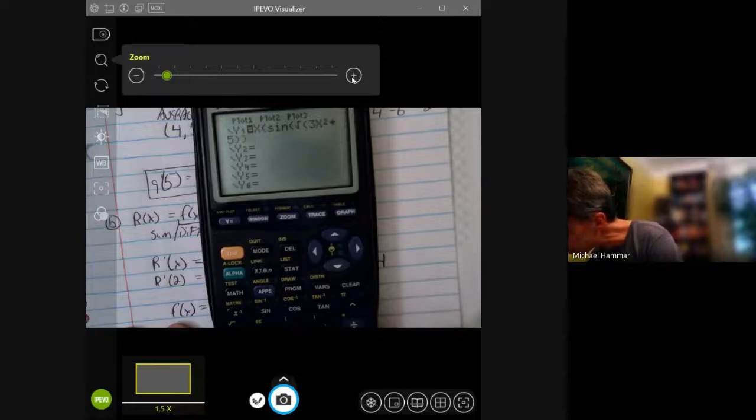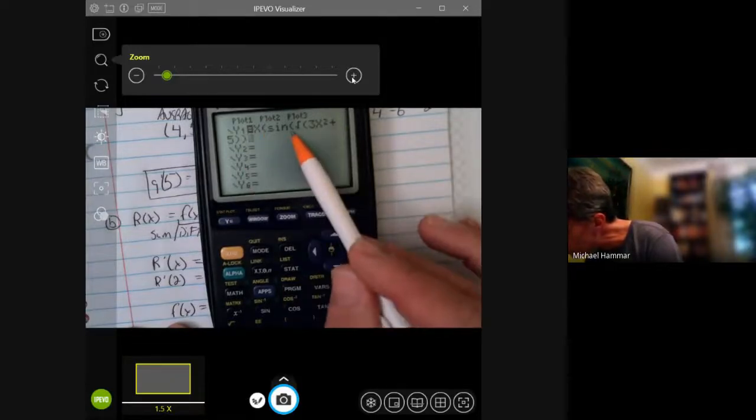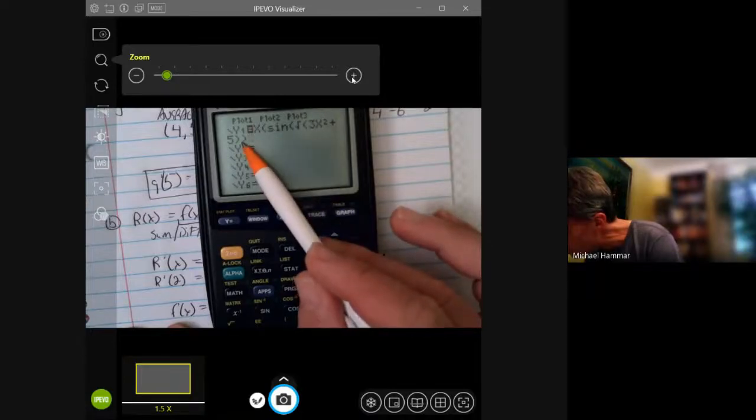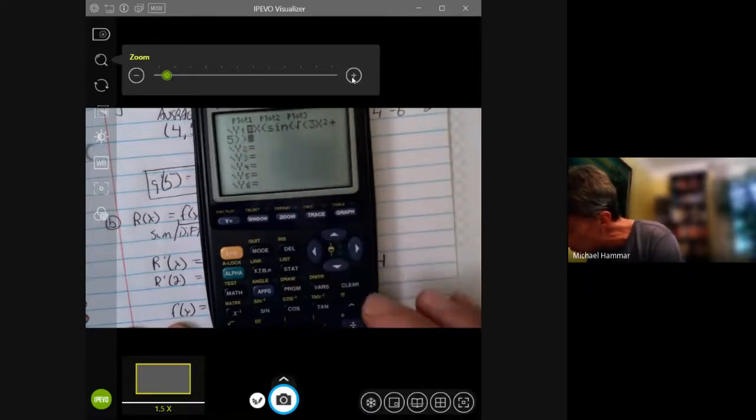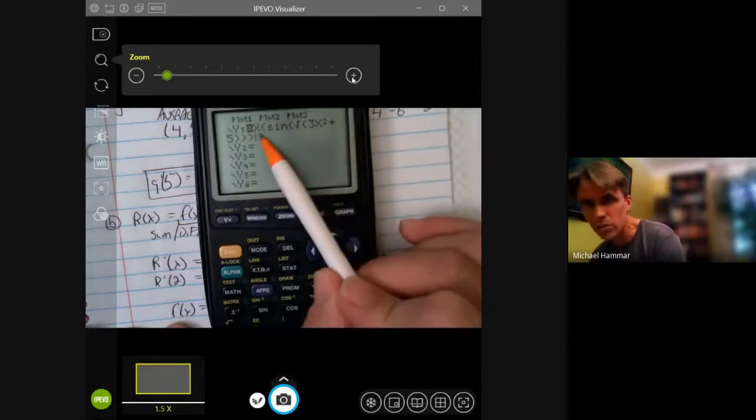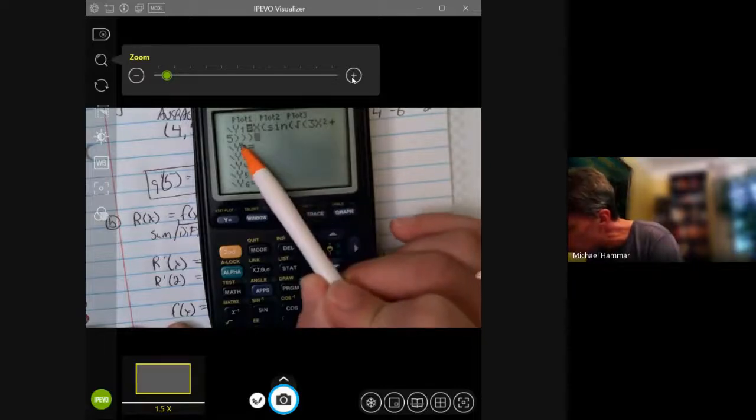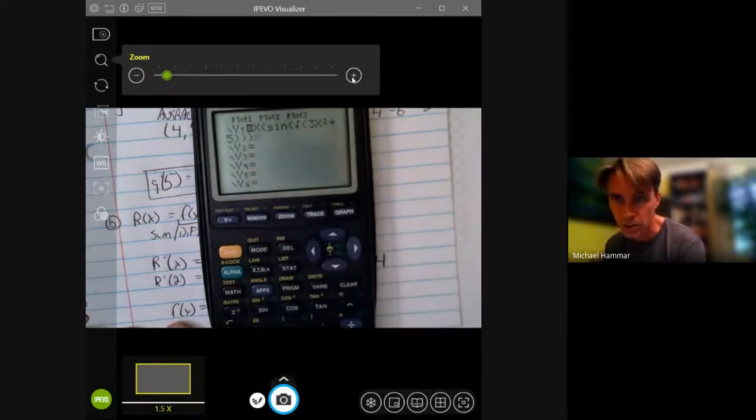So x times sine, square root of 3x squared plus 5, close the parentheses, and then I need to close that second set of parentheses. So I closed that one, I closed that one, and I need to close that one. So I actually have 3 sets of parentheses. Notice there's 3 sets. There's 1, 2, 3. So I have to have 1, 2, 3 here to close those off.